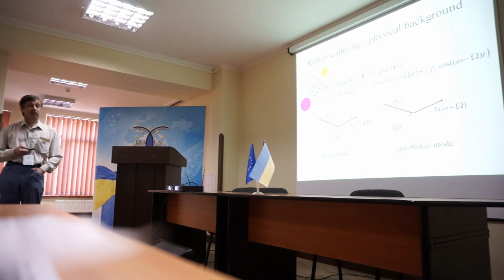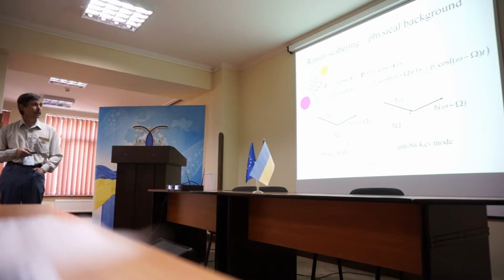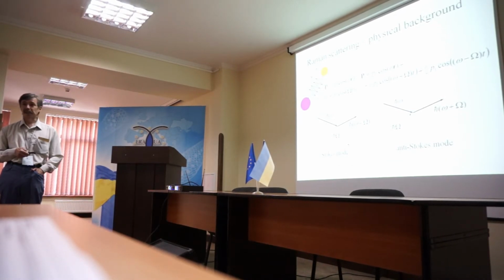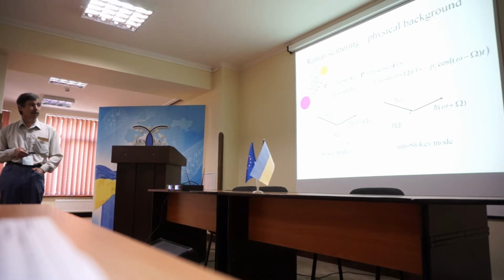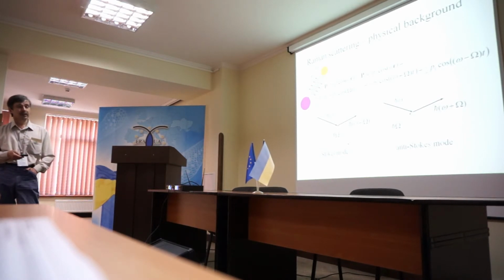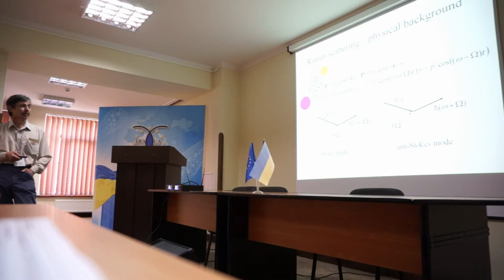scattered light. Or, speaking in the language of second quantization, we can say that our initial photon creates an excitation of our system. This is the Stokes mode, where the scattered frequency is lower than the exciting one, or the anti-Stokes mode, where the photon absorbs some excitation of our system, and the scattered photon has higher frequency.